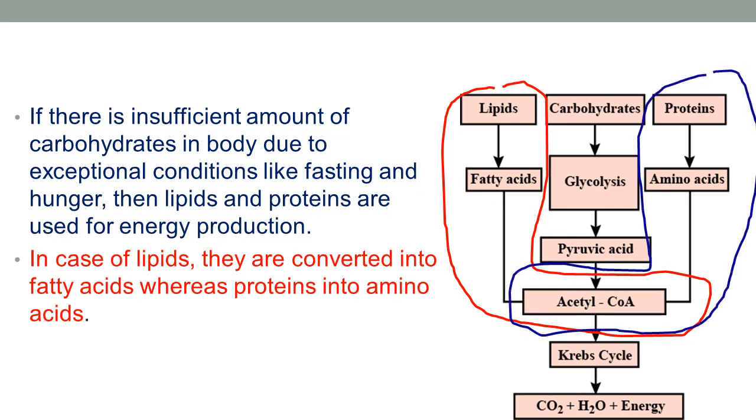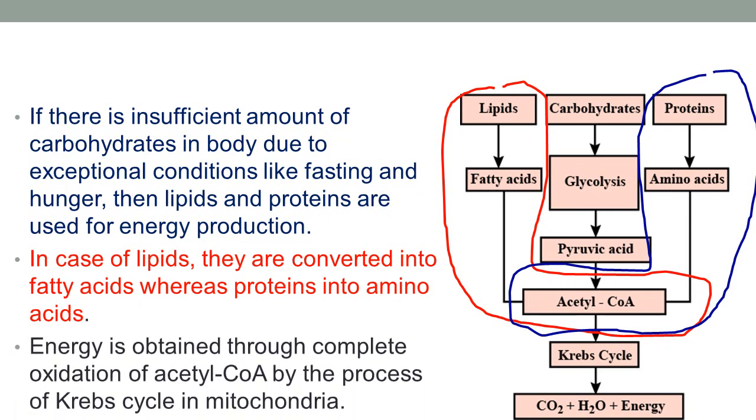In the case of proteins, they are converted into amino acids, then amino acids are converted into acetyl coenzyme A, and then the same procedure is repeated. In carbohydrates, glycolysis happens first and glucose is converted into pyruvic acid. So these two steps are absent in the case of lipids and proteins. Fatty acids and amino acids are converted into acetyl coenzyme A, and energy is obtained through complete oxidation of acetyl coenzyme A by the Krebs cycle in mitochondria. So these are the different steps in the process of production of energy, that is ATP.